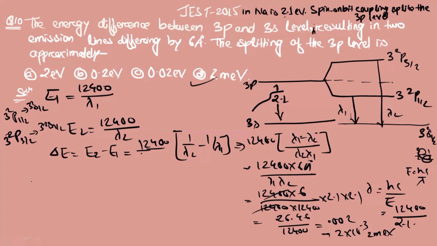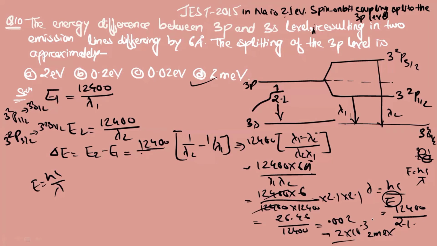So you can see the entire question was from this basic formula only, E is equal to hc by lambda. Clear? That's it. So what was given to you? The energy difference between 3p and this level, E, was given to you, 2.1. And because of spin orbit coupling, the 3p level was split into two emission lines, differing by 6 Angstrom. That is lambda 1 minus lambda 2. Clear? So you just have to calculate the splitting of the 3p level. So the splitting of the 3p level is 2 into 10 to the power minus 3.